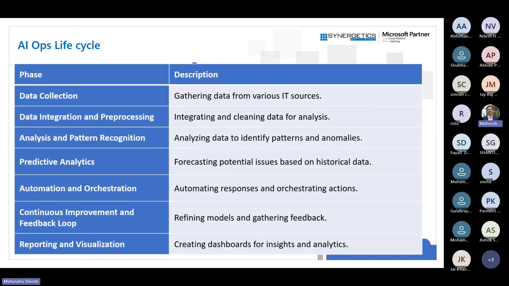The first point is data collection. Collect data from various IT sources. Now, if you are into data science, in data science as well, there might be data collected from multiple sources at once. Instead of depending on data from one source, it's much better to get data from more than one source, right? To get the quality data from multiple sources and correlate them.